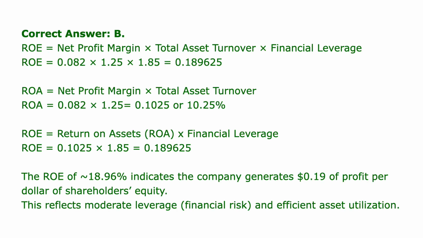Correct answer, B. ROE is calculated as net profit margin multiplied by total asset turnover and financial leverage. ROA is calculated as net profit margin multiplied by total asset turnover. An ROE of 18.96% means the company generates 19 cents of profit per dollar of shareholders' equity, indicating moderate leverage and efficient asset utilization.